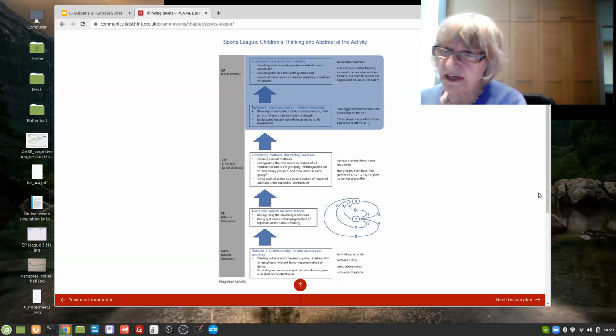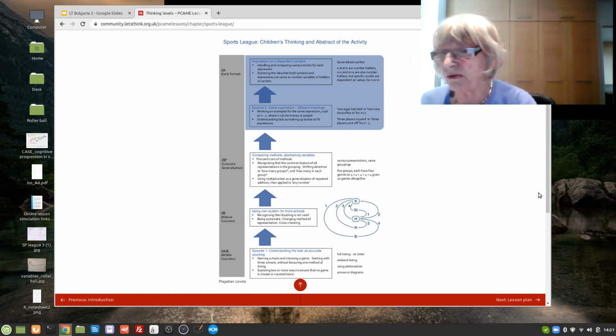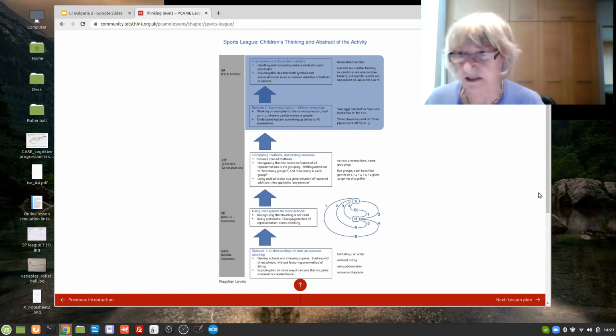Now, all the maths lessons are written in this way. We have the Piagetian levels at the side, and then we have a description of the lesson and what's happening at each episode. So when you're working with your lessons, it's always important to look at this to see what's happening so that you get a picture of what's going on and the challenge as it progresses. I'm not going to go through the last episode because Alex has got something he wants to do with you now, but I'll just tell you what the last episode is.